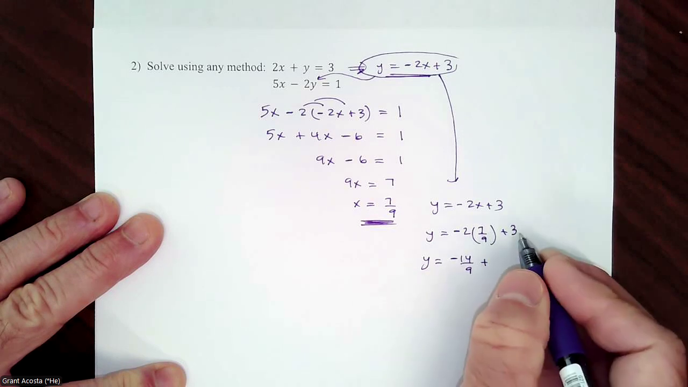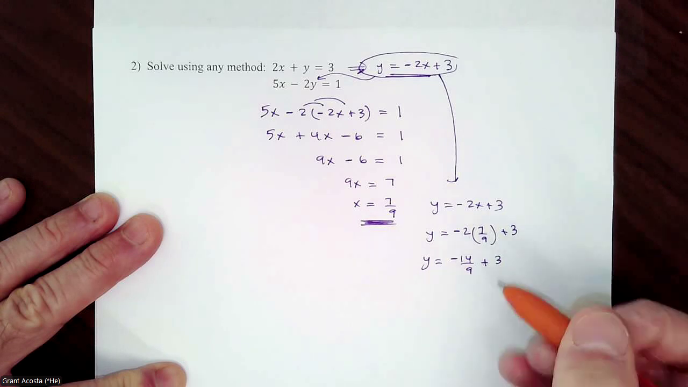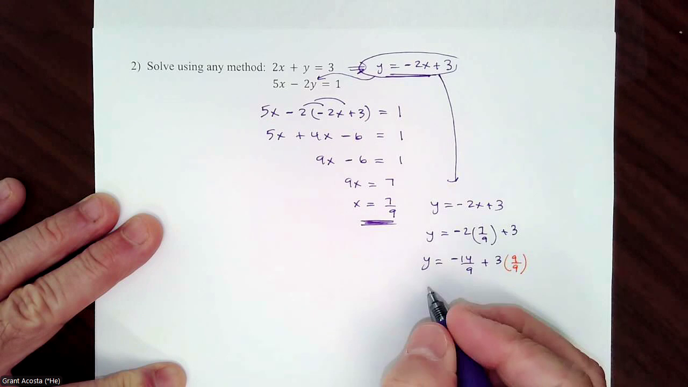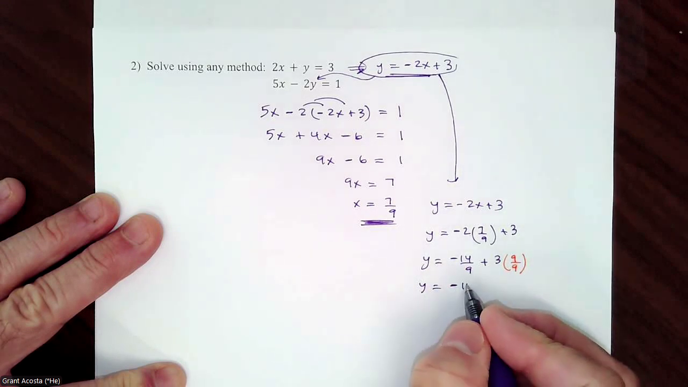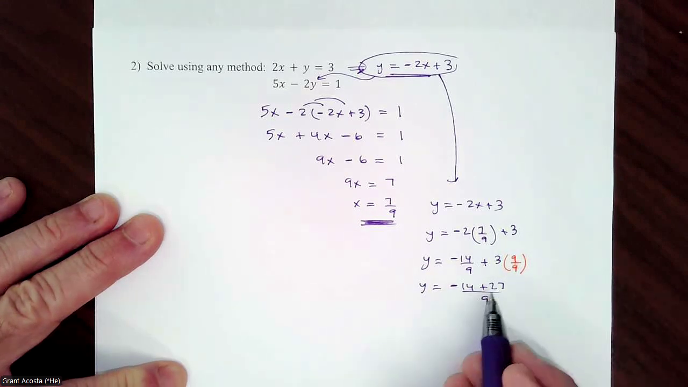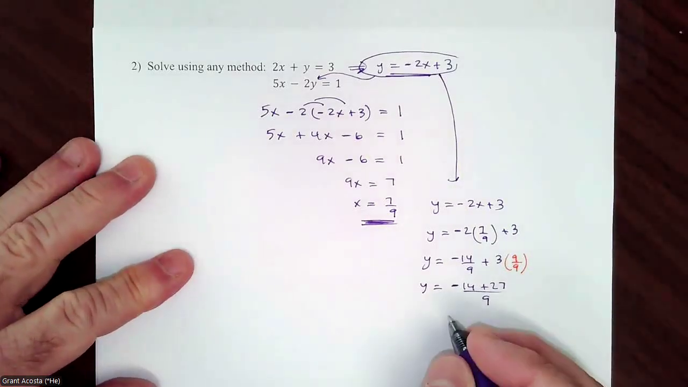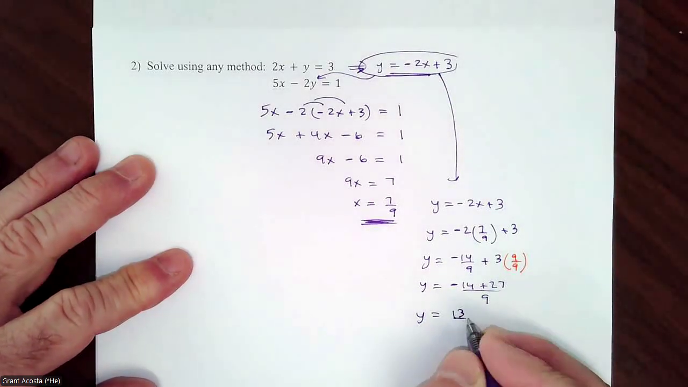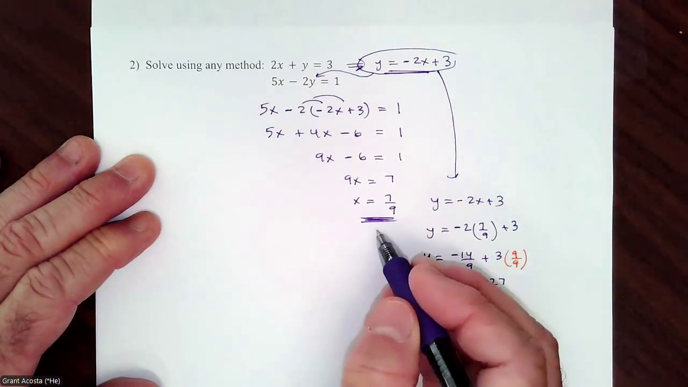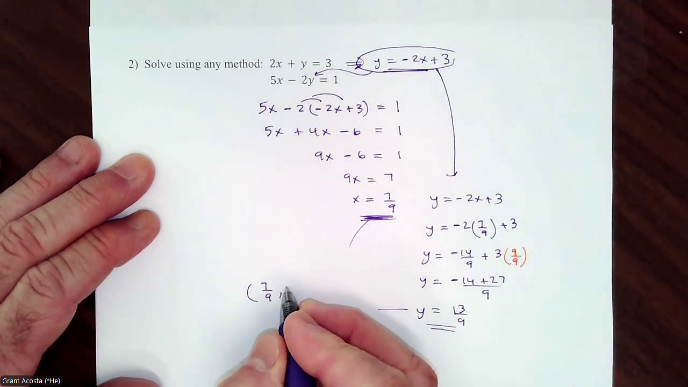-14/9 plus 3, but I'm going to need a common denominator. So I'm going to think of 3. I'm going to multiply top and bottom by 9. And I get (-14 plus 27) over 9. -14 plus 27, I believe, would be 13. So y is equal to 13/9. And again, you can list both of your answers just as an ordered pair because it really corresponds to a point of intersection.